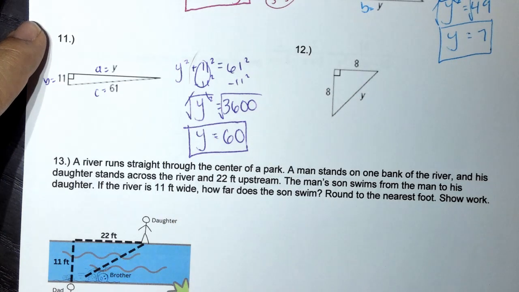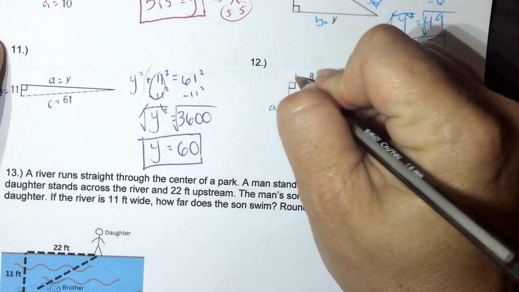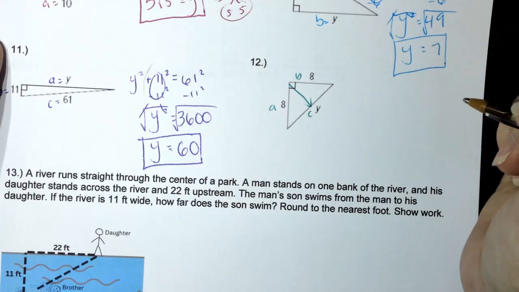Okay, let's look at number 12. So on this one, I know this is my A, my B, and my C, because remember, your C is what's across from your perfect angle if it gets confusing.